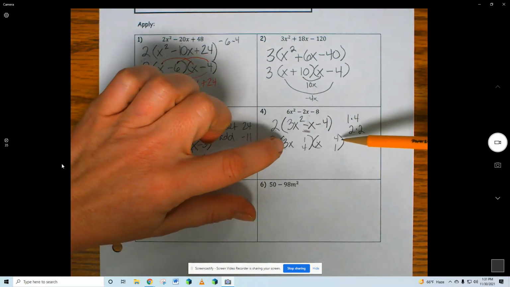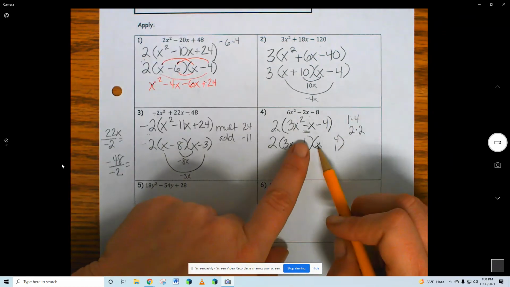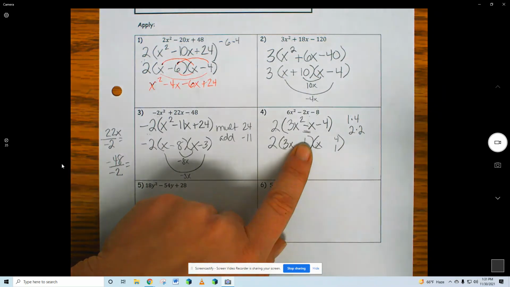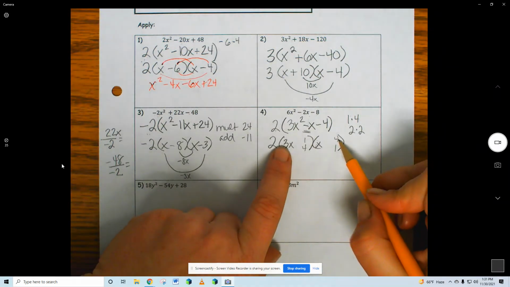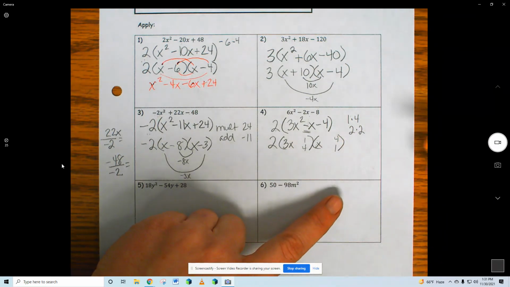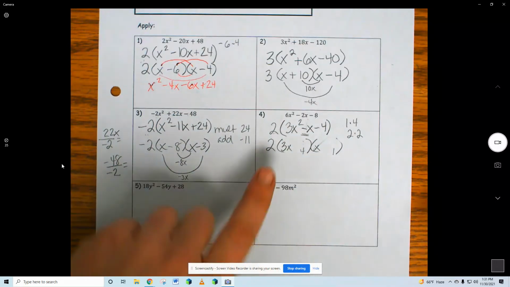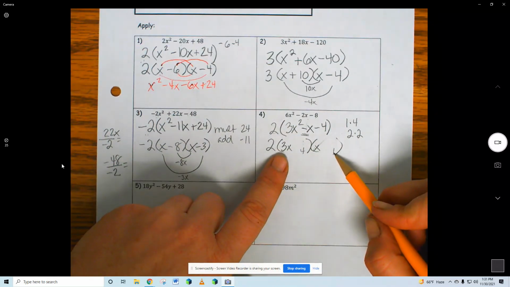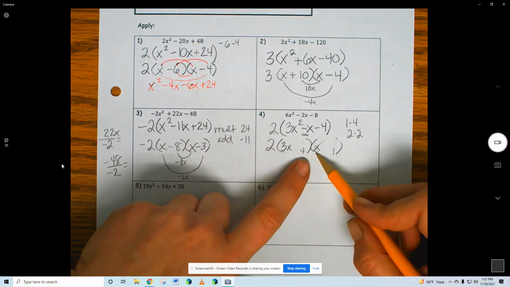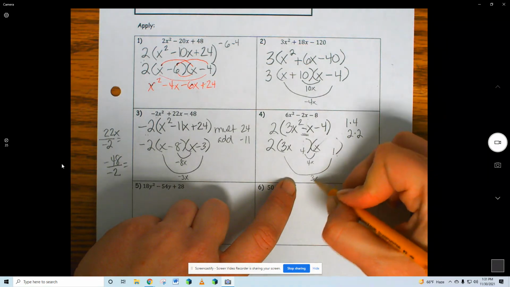Should I do outside 3x times 4, 12, and then 1 times x? Did 12 and 1 make 1? No. So it's not that. Let's try the bottom. Outside, 3 times 1, 3. 4 times x, 4. The 3 and 4 make 1? Okay, 4x, 3x. How am I going to do it?